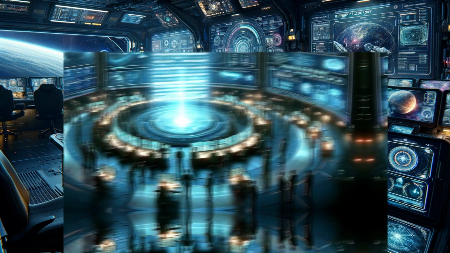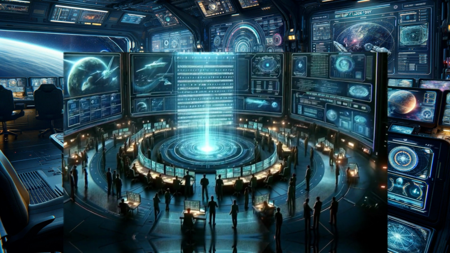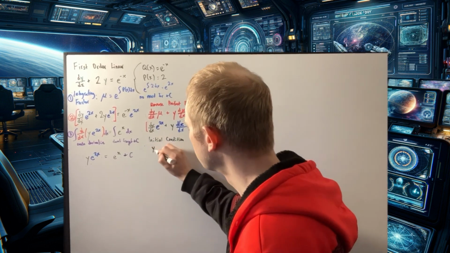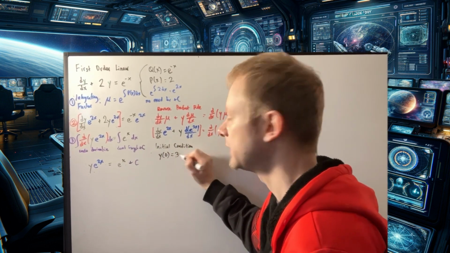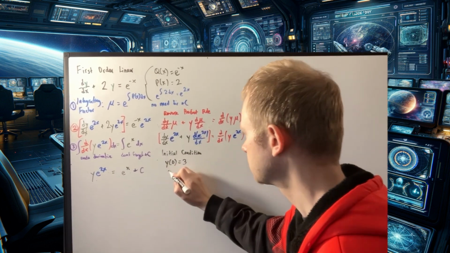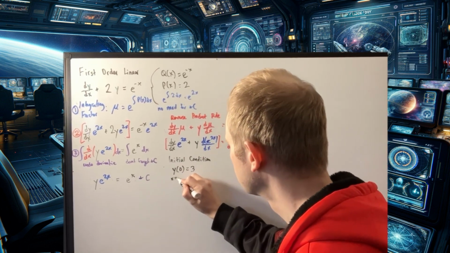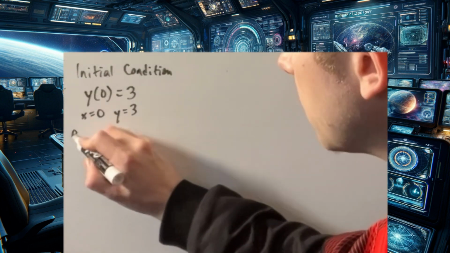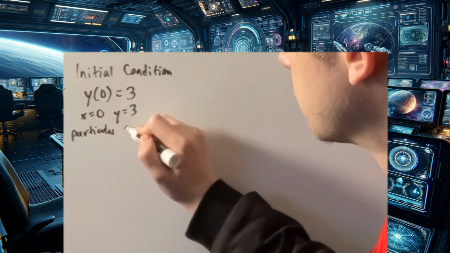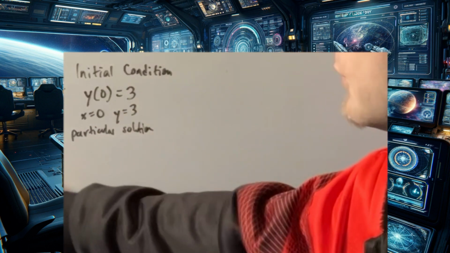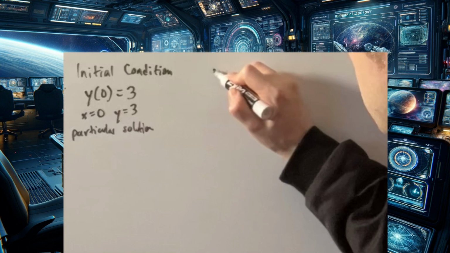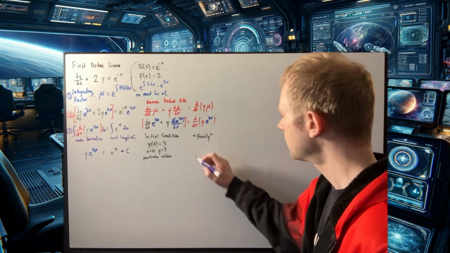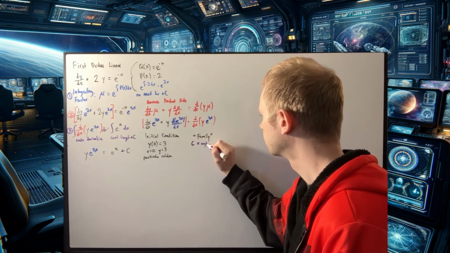Establishing the initial condition sets the decryption process on the correct sequence. Our initial conditions were given to us as y of 0 equals 3. And this can be rewritten as saying, okay, well if x equals 0, then y equals 3. We can use these numbers to find a particular solution to this equation. Right now, what we have is a family, because we have this c right here, and at the moment, c could be equal to anything.